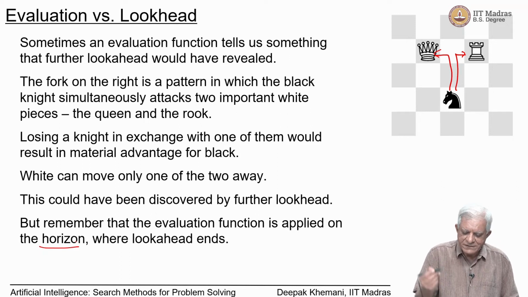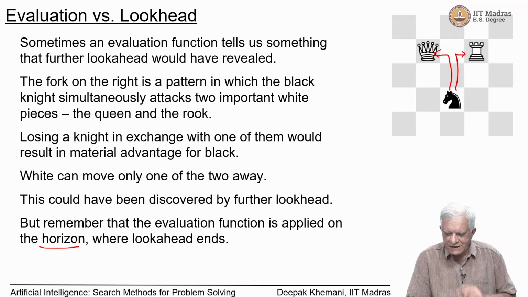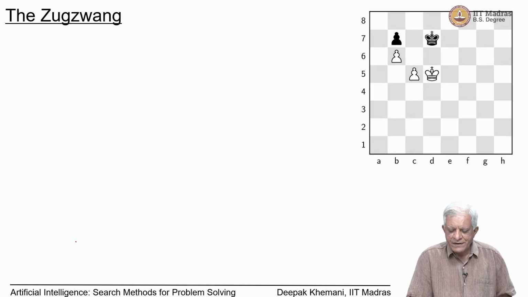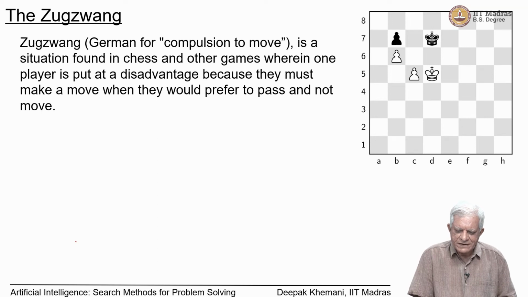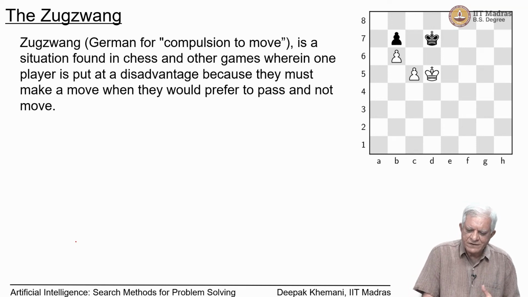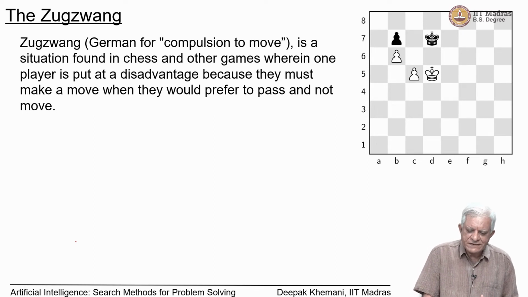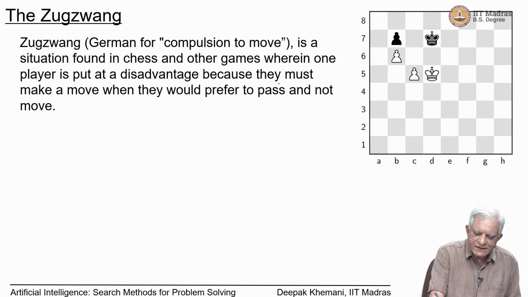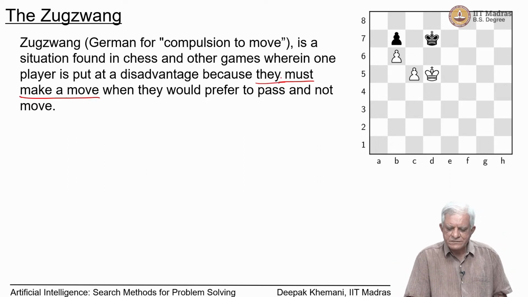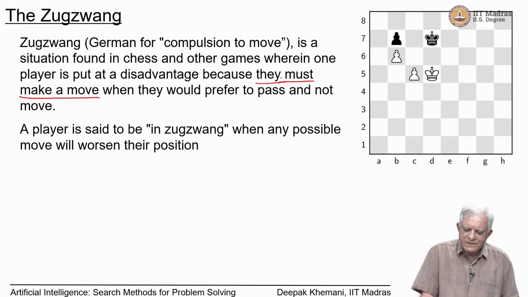After doing k-ply search, for each of those leaf nodes you apply the evaluation function. Now, there are such situations which chess players have recognized, which depend upon who has to move, and one of them is called Zugzwang, which is a German word for compulsion to move. It is a situation found in chess and in other games as well, wherein one player is put at a disadvantage because they must make a move essentially. So, in this situation, any possible move will worsen their position.